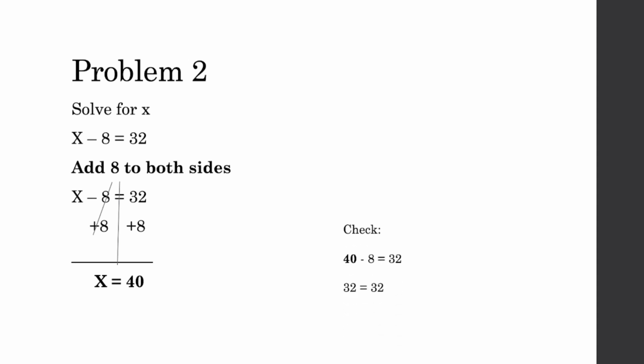Now, to check it, like how we did for the first one, you just plug in 40 for x. 40 minus 8 equals 32. You can simplify the left side and you get 32 equals 32. So there, that means we're good. Check.